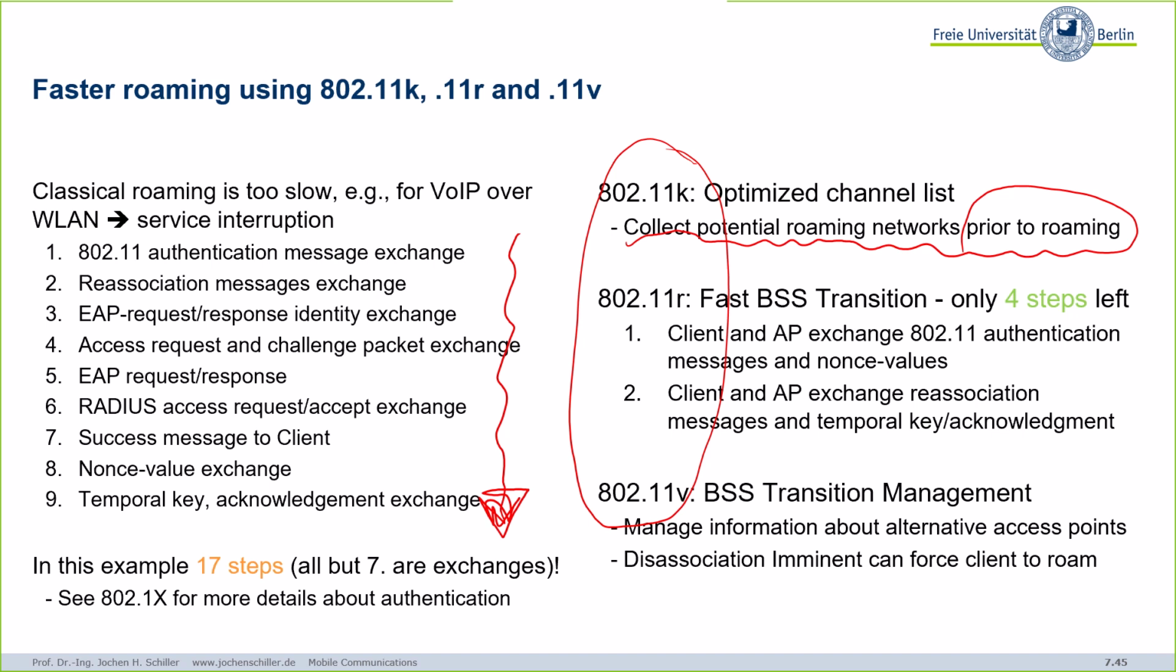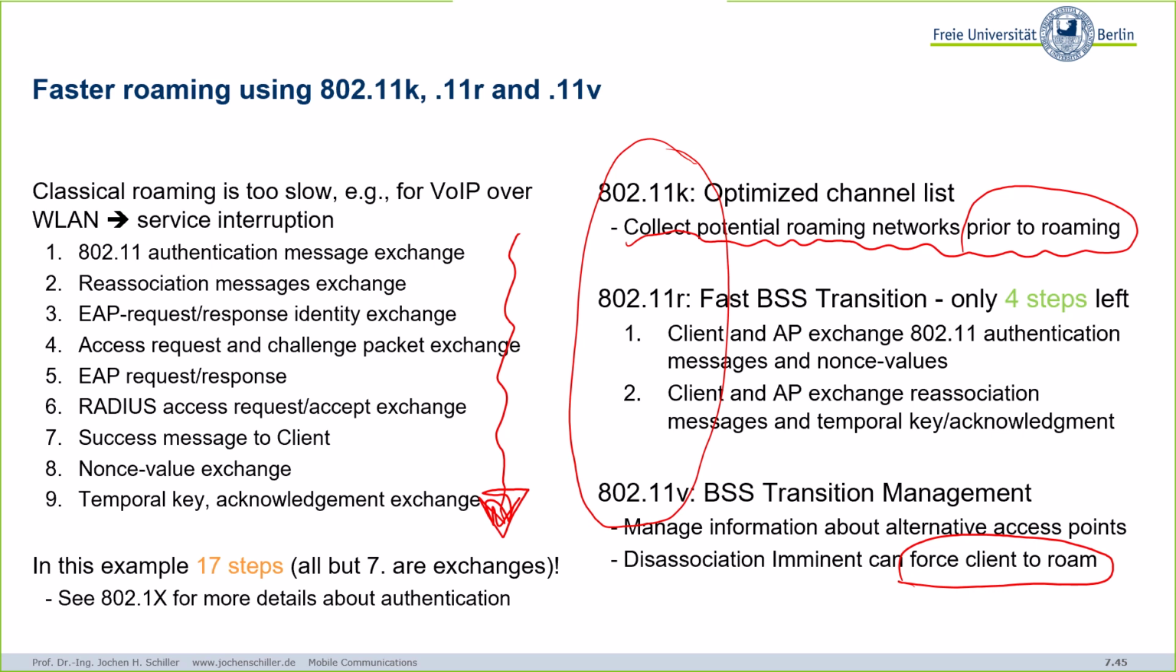The next point is that authentication can be done much faster. And the third point was that you can force a client to roam before the signal is too weak. So typically roaming in wireless LAN says, okay, as soon as the signal is too weak to one of the wireless LANs, then I check if there's another one. But then your connection breaks or your voice stream is interrupted.